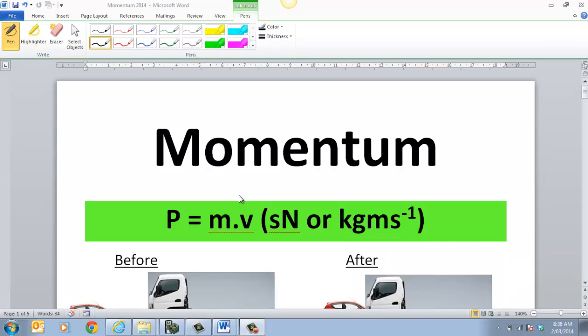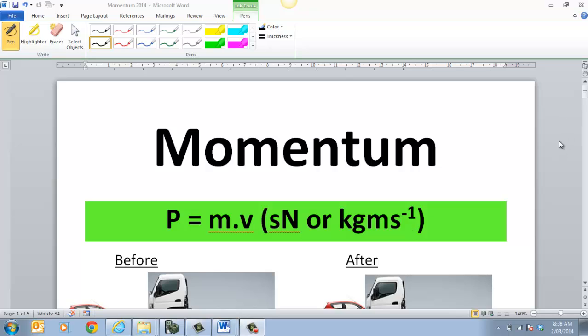Today we're going to be looking at momentum, and we've already done a lesson on it in class. So I'll just review what we did. Remember, momentum is given the symbol P and it's equal to the mass times the velocity. The shortcut units you can use are kg m/s, or you can say mass is measured in kilograms, velocity is measured in meters per second, and so therefore that is the units for momentum.